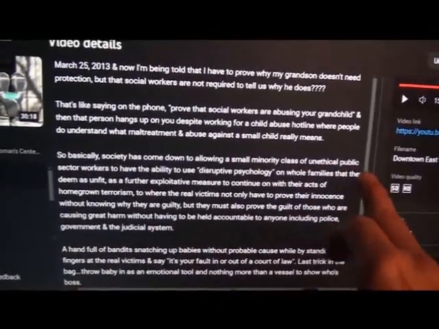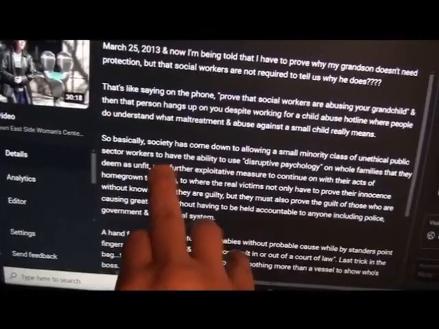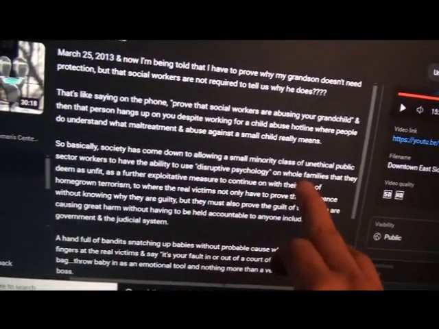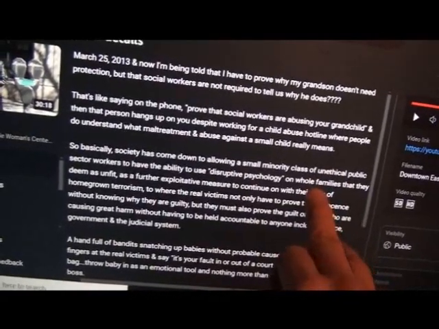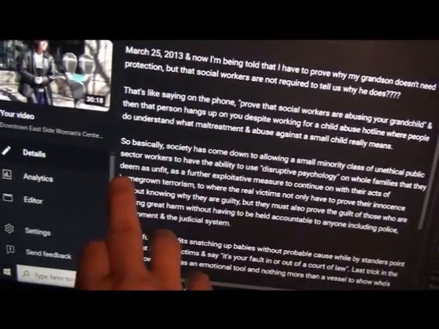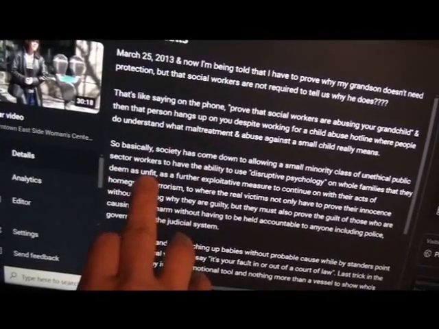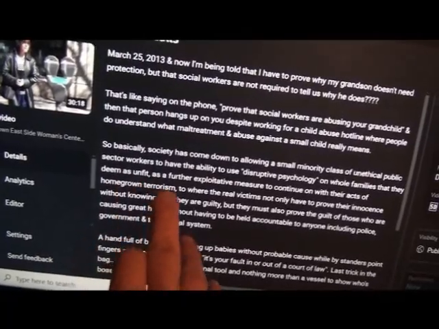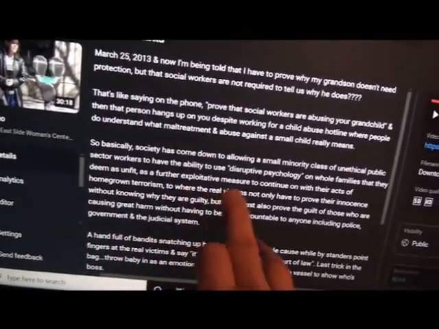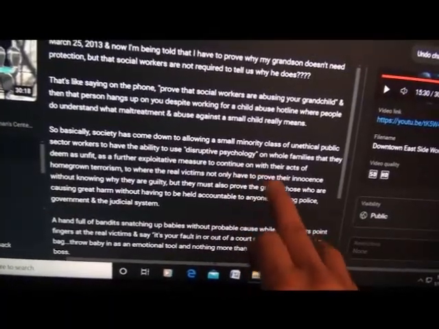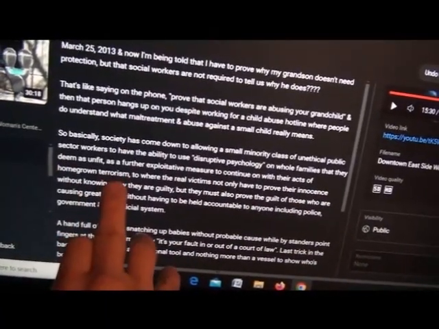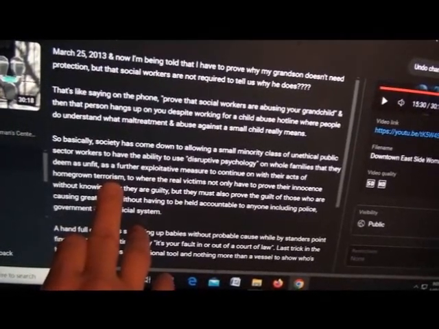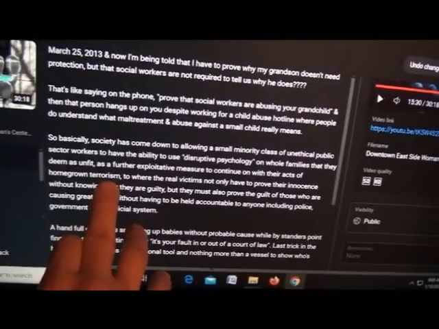A class of unethical public sector workers who have the ability to use disruptive psychology on whole families that they deem as unfit. Welcome to California. Well, clearly somebody else wanted the land. They have other plans for that land, people, as a further exploitive measure to continue on with their acts of homegrown terrorism. Massive fires popping up everywhere with lack of water sure sounds like home terrorism to me, okay?